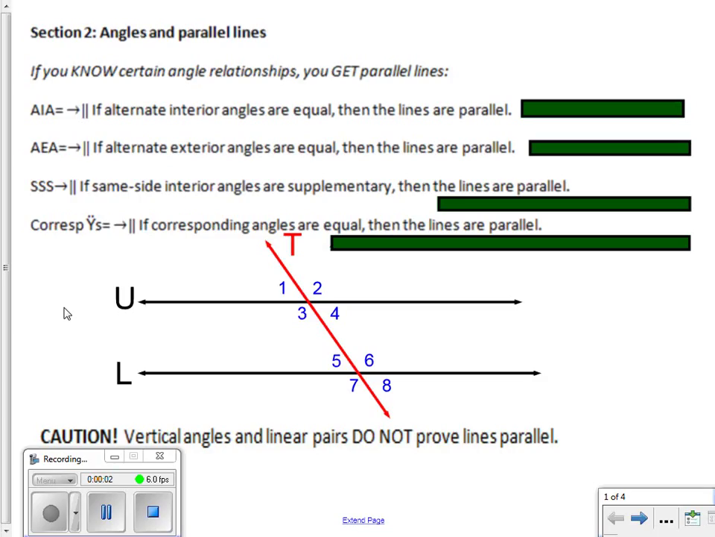Alright, section 2 of unit 2 covers angles and parallel lines. In our first video we're just going to go over some implications. In our next video we'll look at some of the examples. So let's get started here.